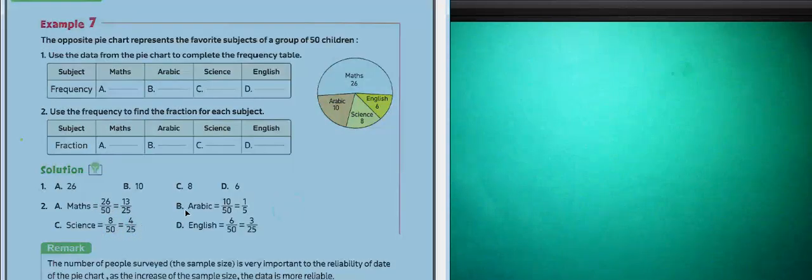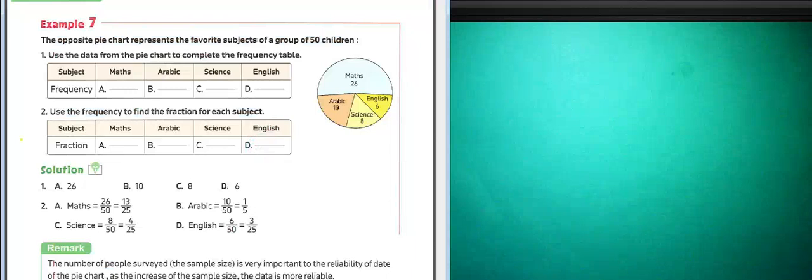Letter D, English. How many students like English? 6 from the total 50. 6 over 50, divided by 2, the result will be 3 over 25.